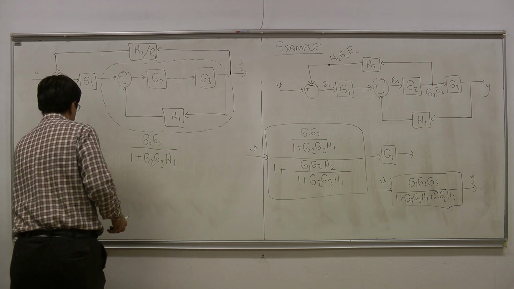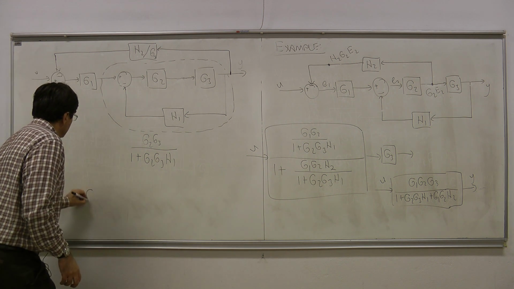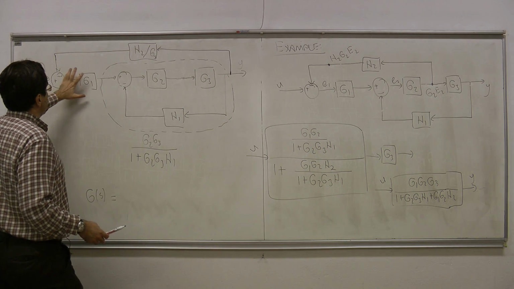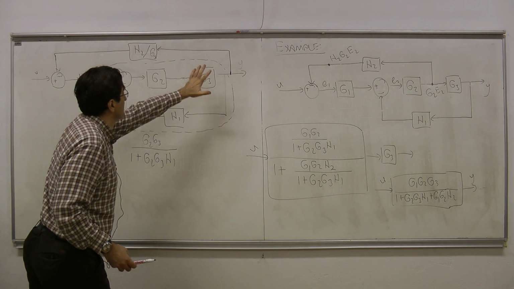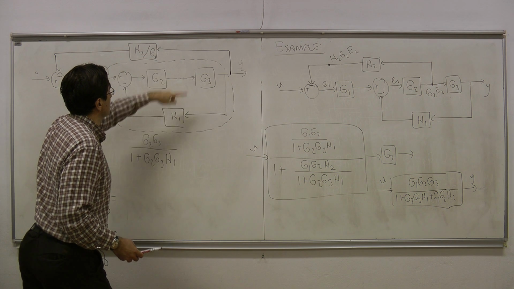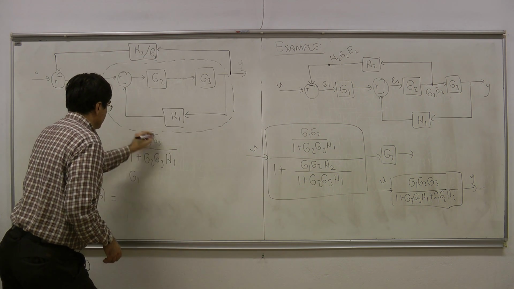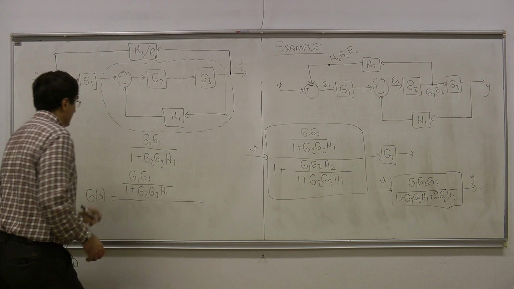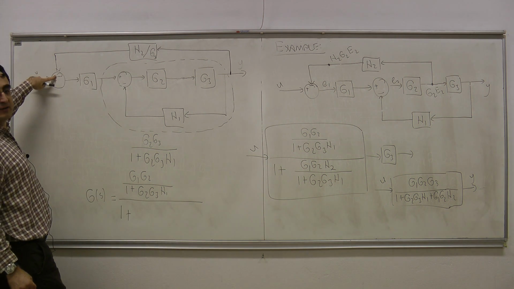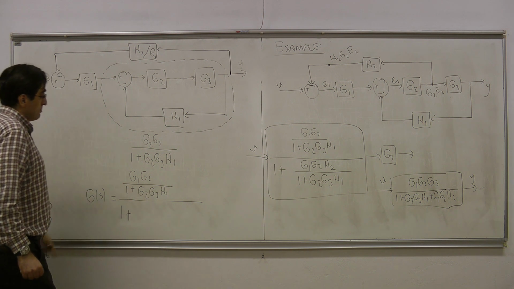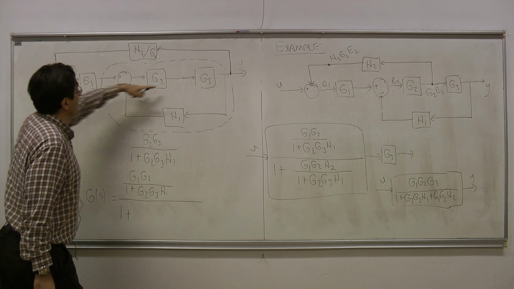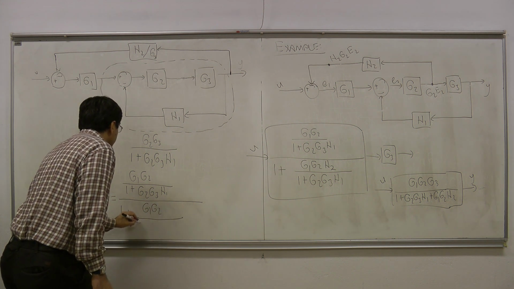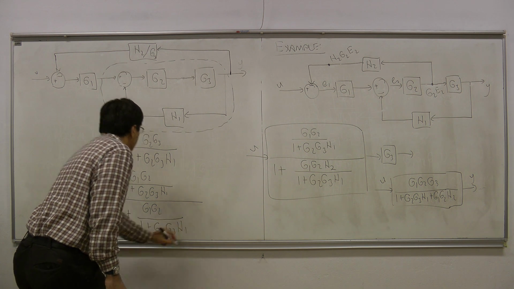Let me put it a little bit lower. So G of S is going to be the forward path transfer function of that larger loop. It is going to be G1 times what is equivalent to this feedback loop. It is G1 times this, G2 over 1 plus G2 G3 H1, divided by 1 plus, because of this minus sign, everything in the loop. If there were a plus sign here, then I would have put a minus sign here. So I have this thing again, G1, G2, divided by 1 plus G2, G3, H1 here.